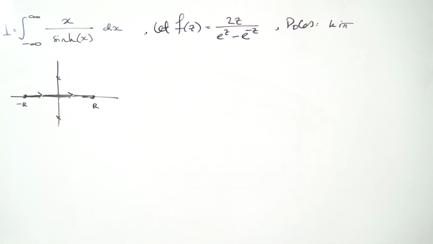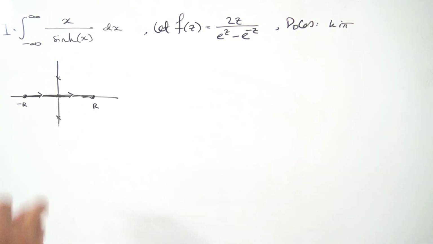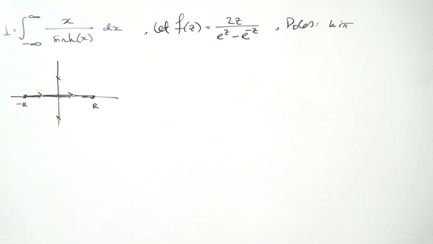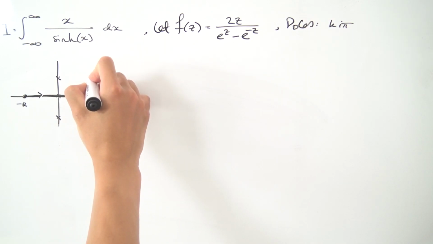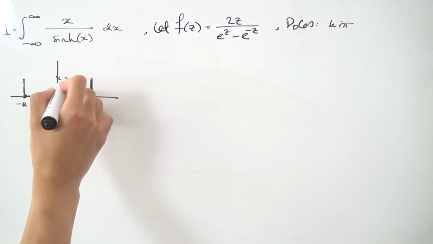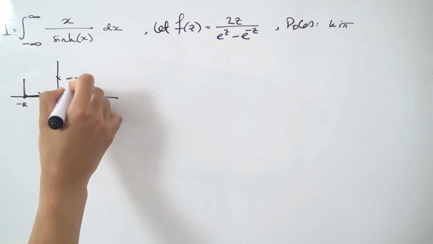Now we want to turn this into a contour. We can use a semicircular upper arc. However, if we take R to infinity, we're going to enclose infinitely many poles, and that's not a really good thing in this case. Let's just deal with one pole, and the way we do that, we're going to go up a finite amount and then construct a path going backwards. So we go up over here, then we go backwards.